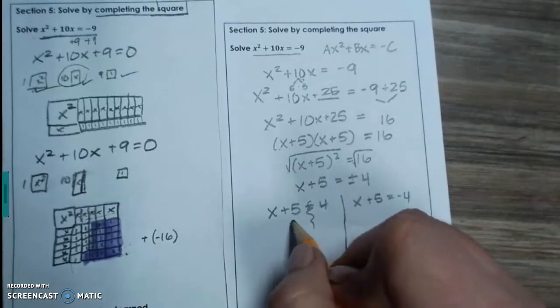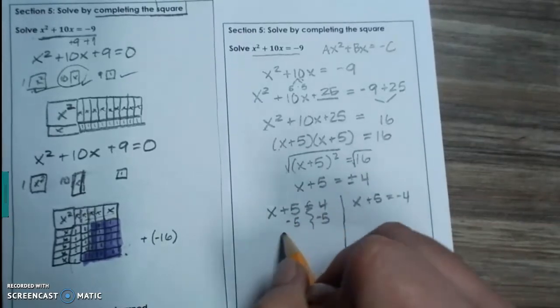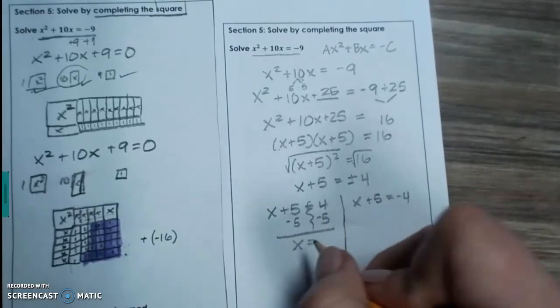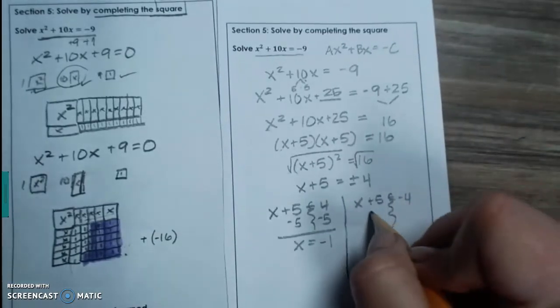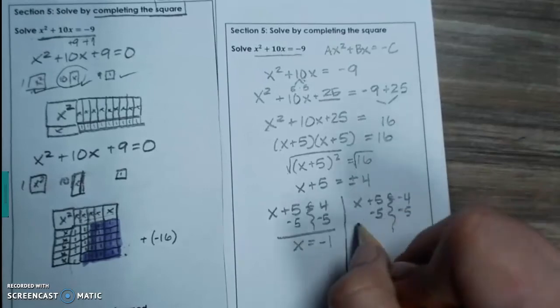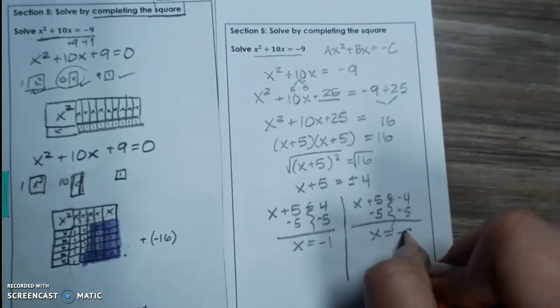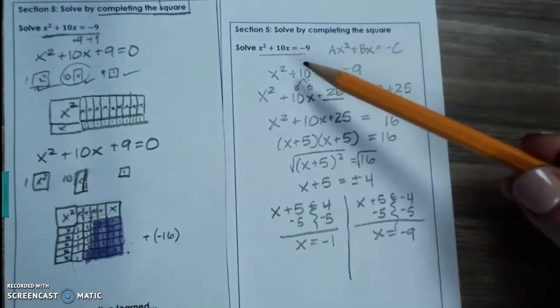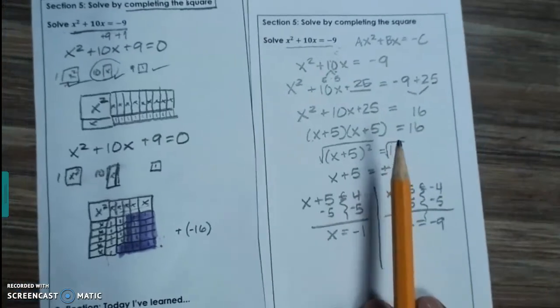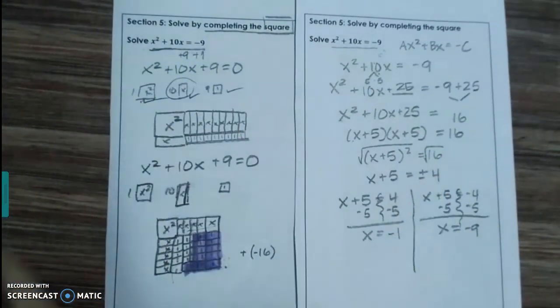Now I solve. Subtract 5, x equals negative 1. Subtract 5, x equals negative 9. Those are my x-intercepts, my roots, or my zeros for this quadratic function. Now let's just go over here and look one more time just to check.